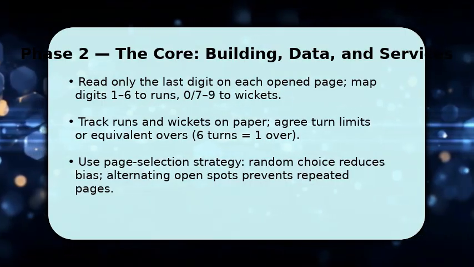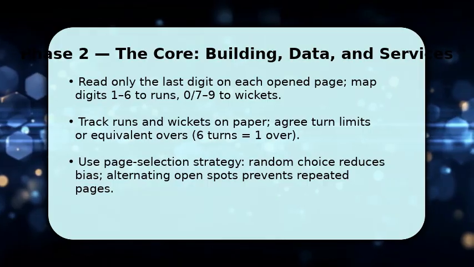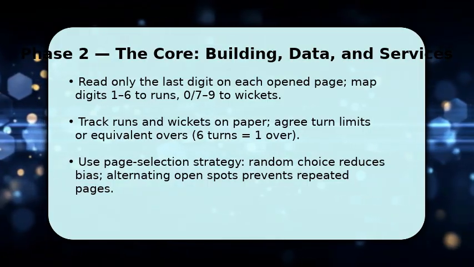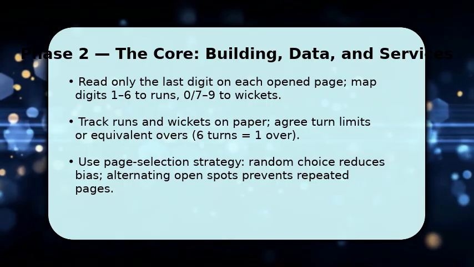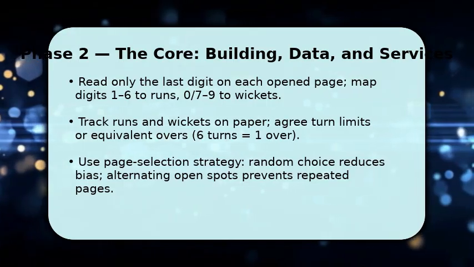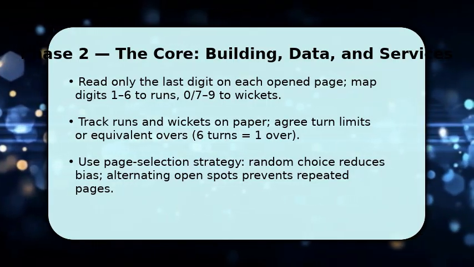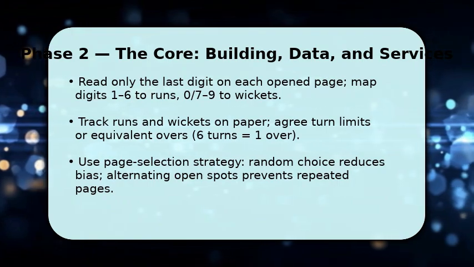For strategy, randomize page selection to avoid memory bias. Rotating who chooses the page keeps fairness. Continue until the agreed turns or all wickets are down, and always announce subtotals between overs so everyone stays aligned.